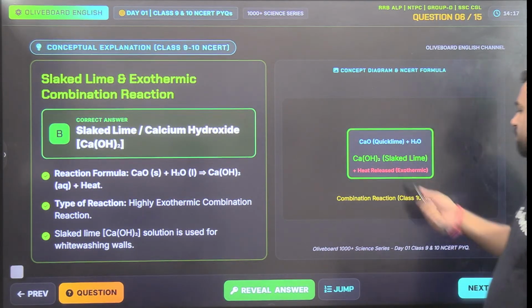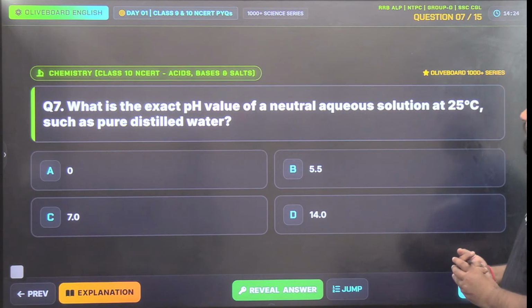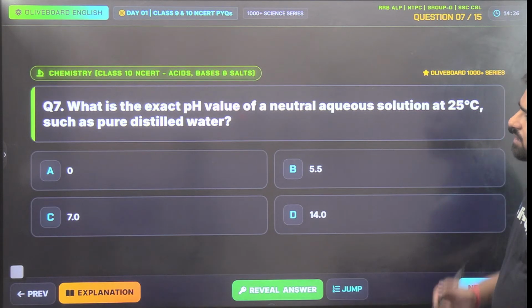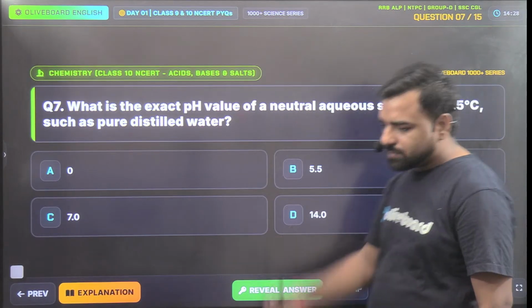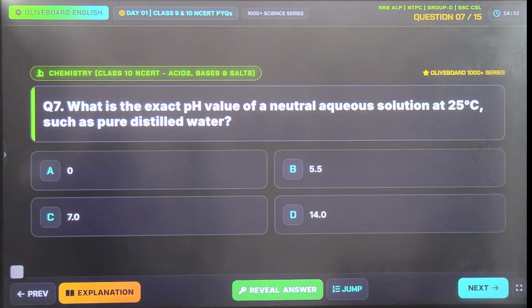Next. So that's done. Next. What is the exact pH value of a neutral aqueous solution at 25 degrees centigrade, such as pure distilled water? So guys, what is pH? Do you know? So pH stands for power of hydrogen. What is it? pH stands for power of hydrogen.